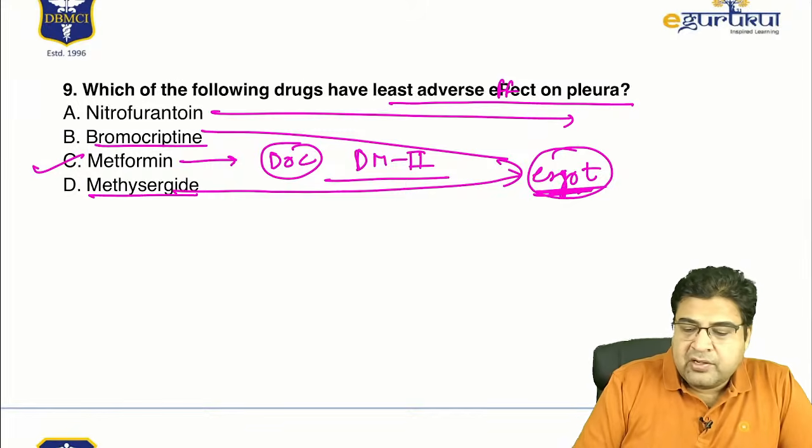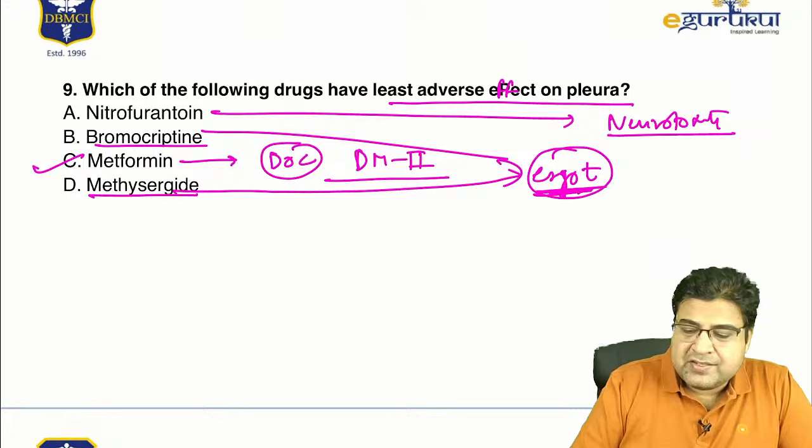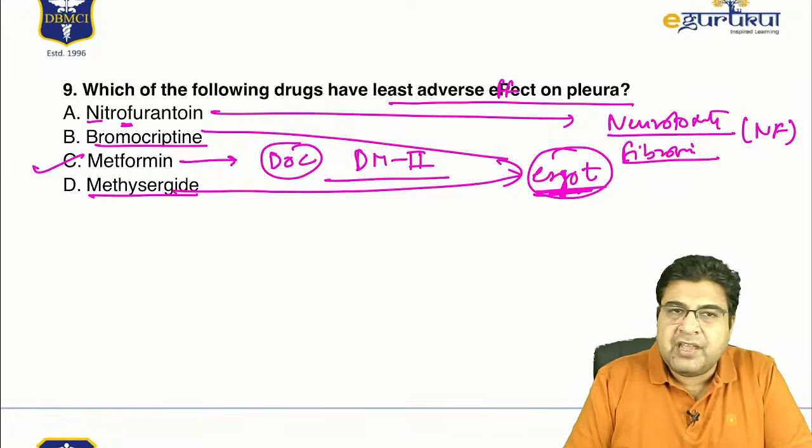Now, nitrofurantoin is a drug that is given for UTI. Nitrofurantoin starts with N, so its side effect is neurotoxicity, and having the alphabet F, it will cause fibrosis. So nitrofurantoin, you can write like this way, NF. This will cause neurotoxicity and fibrosis.